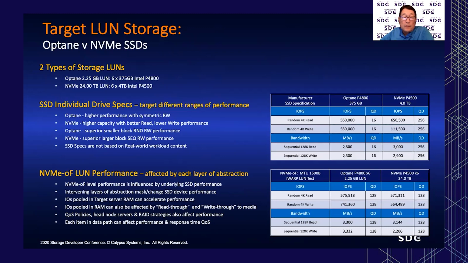The NVMe LUN performance level is influenced by intervening layers of abstraction, which can mask and change SSD device performance. Issues such as IO pooling in RAM can be affected by read-throughs and write-throughs to media. There are quality of service policies, head node server considerations, and RAID strategies that also affect performance. And finally, response times can be affected by every layer in the stack between NVMe fabric space and storage.